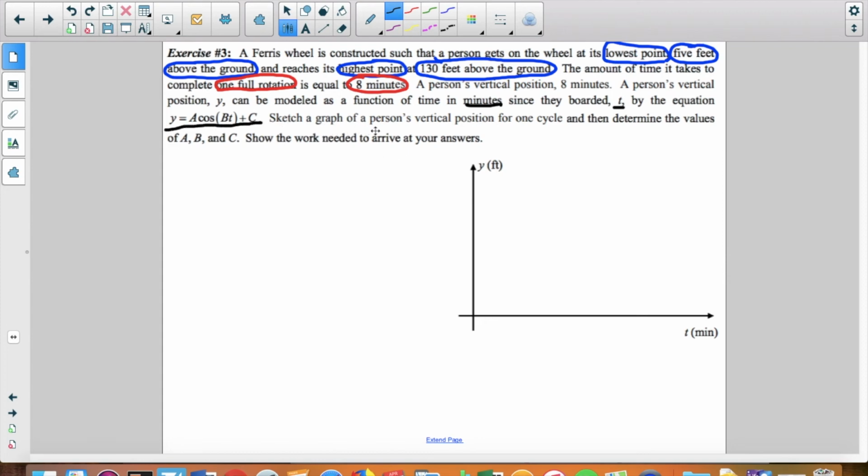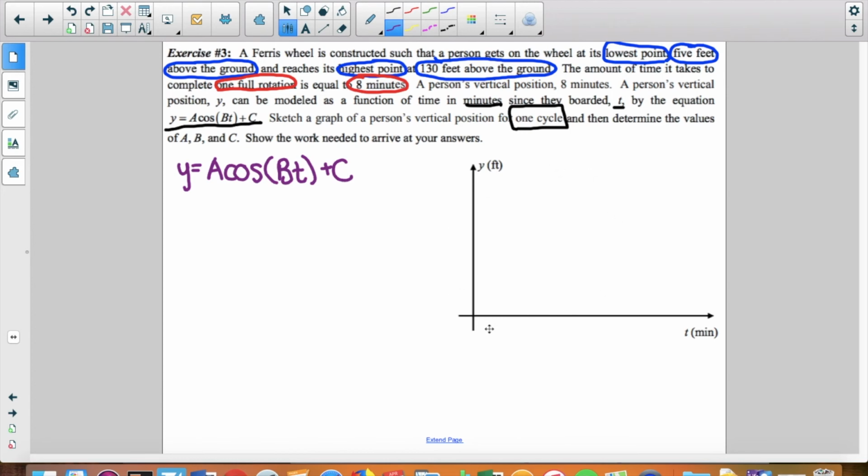Sketch a graph of the person's vertical position for one cycle and determine the values of A, B, and C. So let's start. You can start sketching if you'd like. I usually like starting with writing the equation. So y equals A cosine B of t plus c.